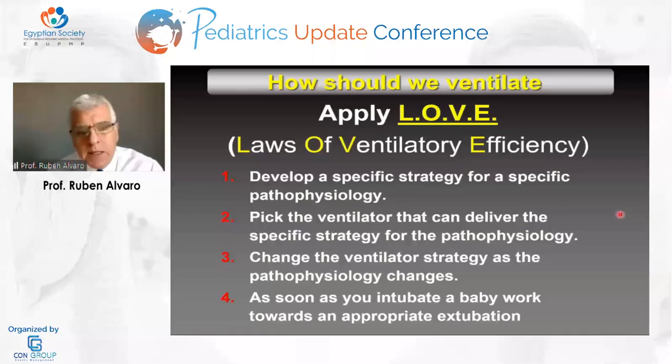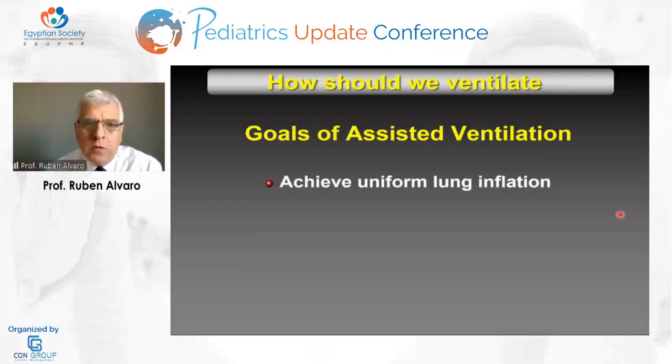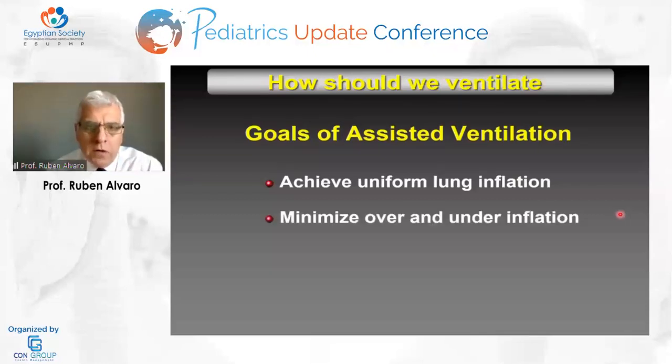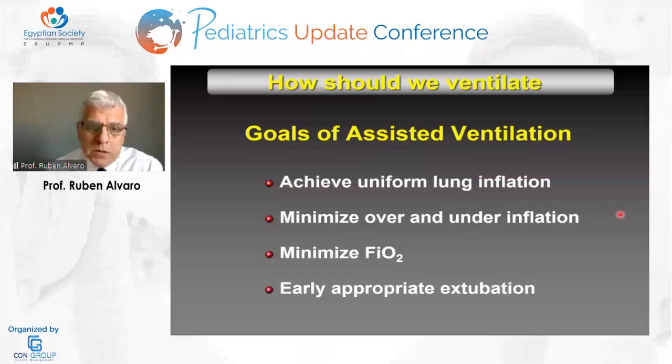Now, having said all this, there are some basic principles of mechanical ventilation that could be applied to almost any lung pathology and any ventilator you want to use. And those are these four. First, we need to achieve uniform lung inflation, regardless of the lung pathology you're dealing with and regardless of the type of ventilator you're using. Second, minimize over and under inflation. Third, minimize FiO2. Excess oxygen, oxygen toxicity, is one of the most important aspects of lung injury. And finally, as I said before, always aim for an early appropriate extubation.